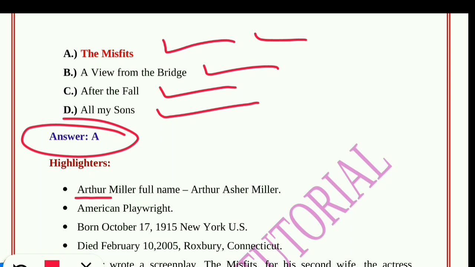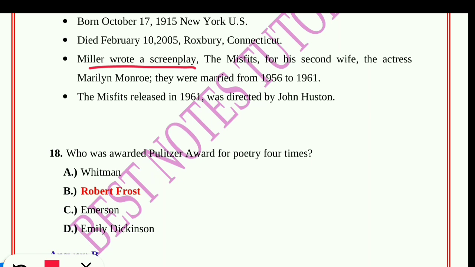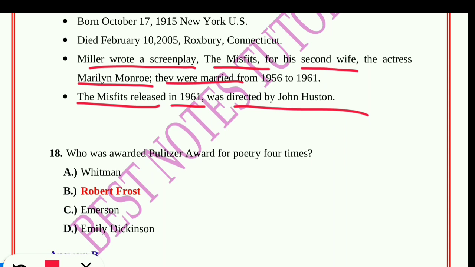Arthur Miller's full name is Arthur Asa Miller. He is an American playwright born on October 17th, 1915 in New York, US. He died on February 10th, 2005 in Roxbury, Connecticut. Next highlighter is Miller wrote a screenplay, The Misfits, for his second wife, the actress Marilyn Monroe. They were married from 1956 to 1961. The Misfits, released in 1961, was directed by John Huston.